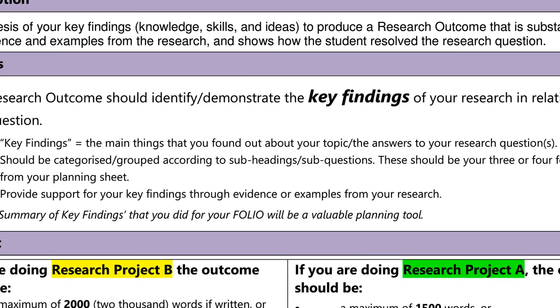Okay, a reminder about key findings. The key findings are simply the facts that you've learned in relation to your subheadings or key areas that you outlined in your planning sheet. There's no annotations with your key findings, it's just straight out facts. Okay, so you don't need to annotate your key findings.